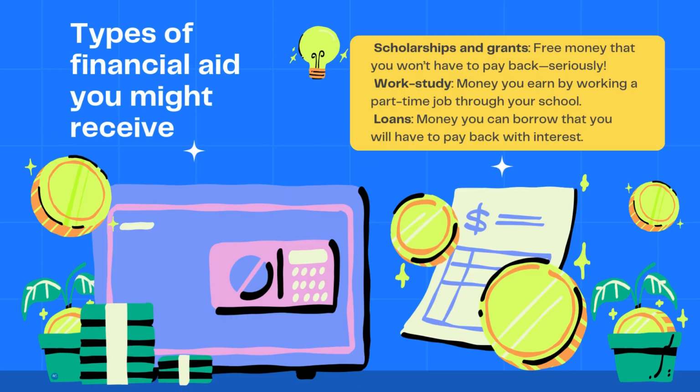Types of financial aid you might receive. Scholarships and grants. That's free money that you won't have to pay back. Seriously. Work study. Money you can earn by working a part-time job through your school. Lastly, there's loans. Money you can borrow that you will have to pay back with interest. And just a side note on loans, there are subsidized and unsubsidized loans, which will be placed in your financial aid award offer packages.